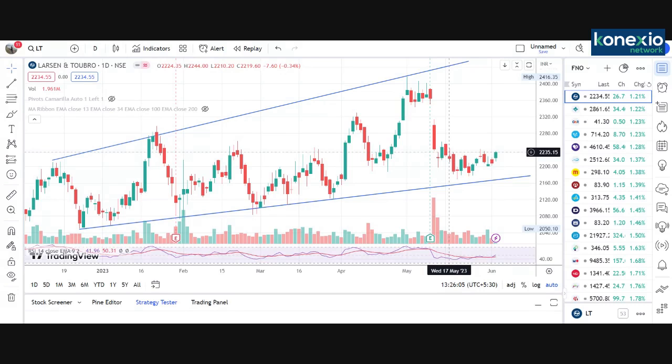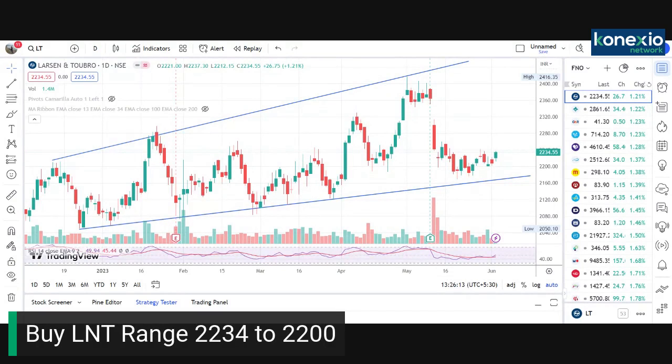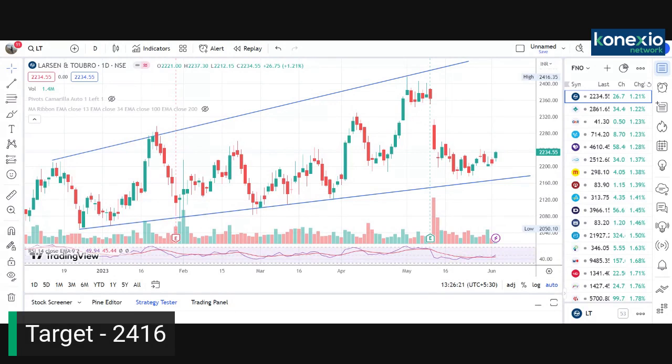So, swing traders, positional traders, long-term investors, short-term investors can accumulate the stock in the range of 2,234 and on corrections to 2,200 for an upside target of 2,416 in the next 3 to 4 or 5 months. It is a positional short-term call.